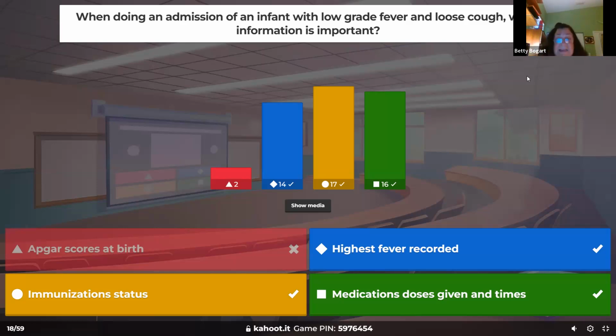And again, placing these children somewhere is most important. And then in nursing care, we want to know how high the fevers were and when the last medications were given, especially your antipyretics. When can I give my next acetaminophen or ibuprofen?